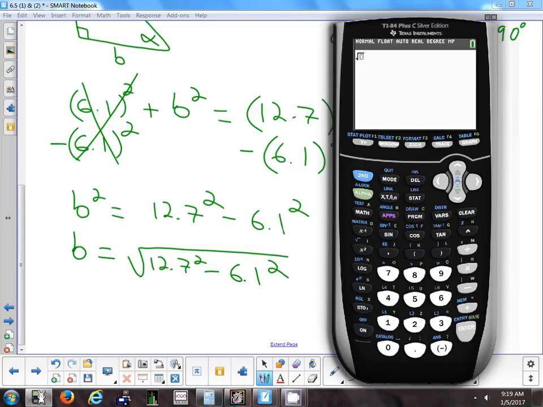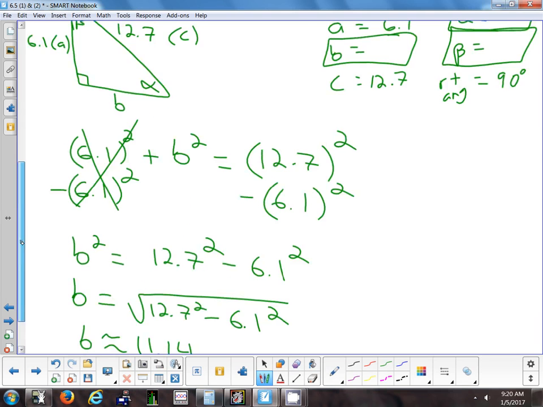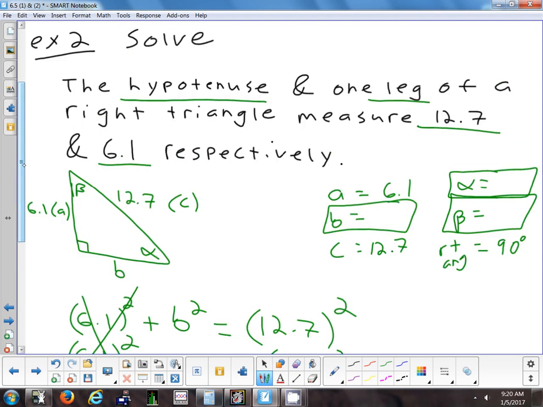So square root of 12.7 squared minus 6.1 squared. Okay, so b is about 11.14. Two decimal places is generally good enough for this kind of stuff. Okay, so we've got b.